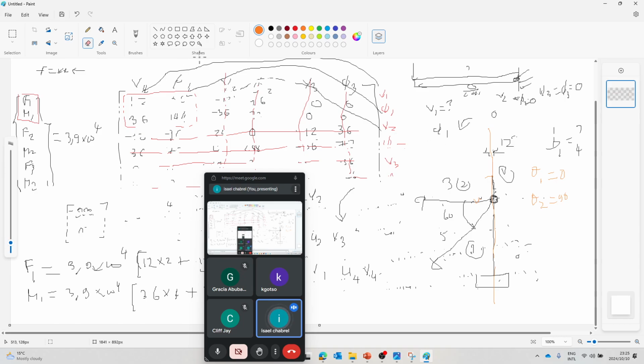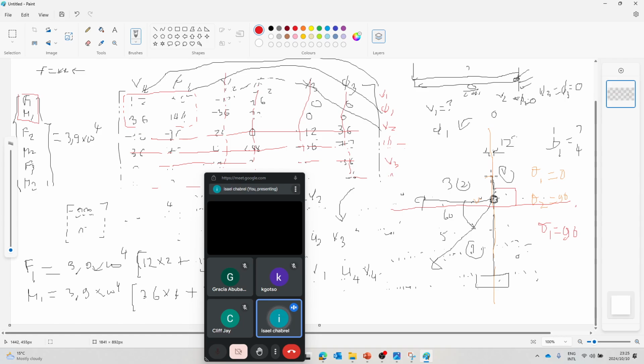But what we can do, we can call it like this. This is our reference point, like this one, x-axis. So you start reading from here. For element 1, you have 90 degrees. You are reading anti-clockwise from here.